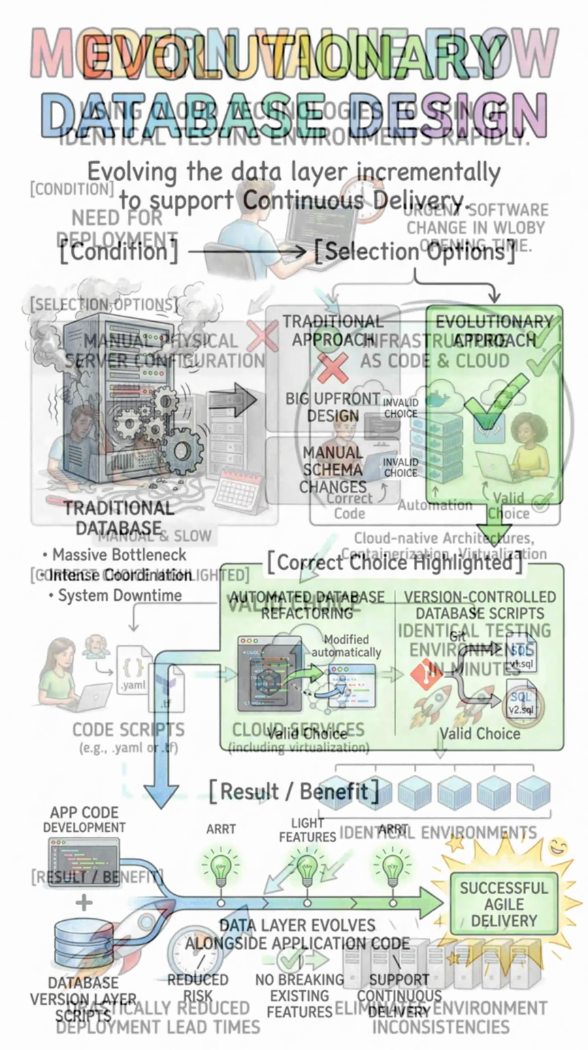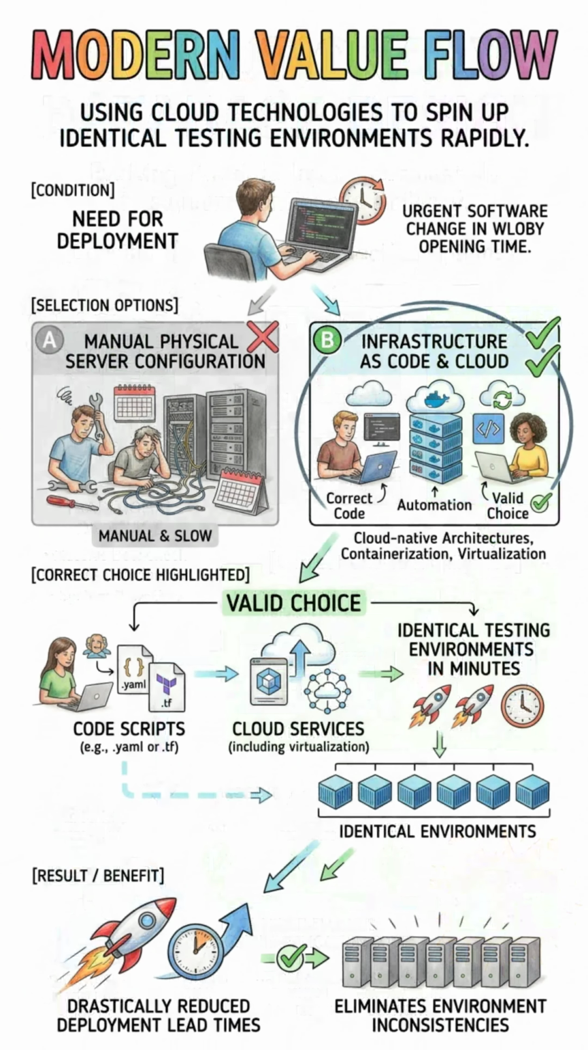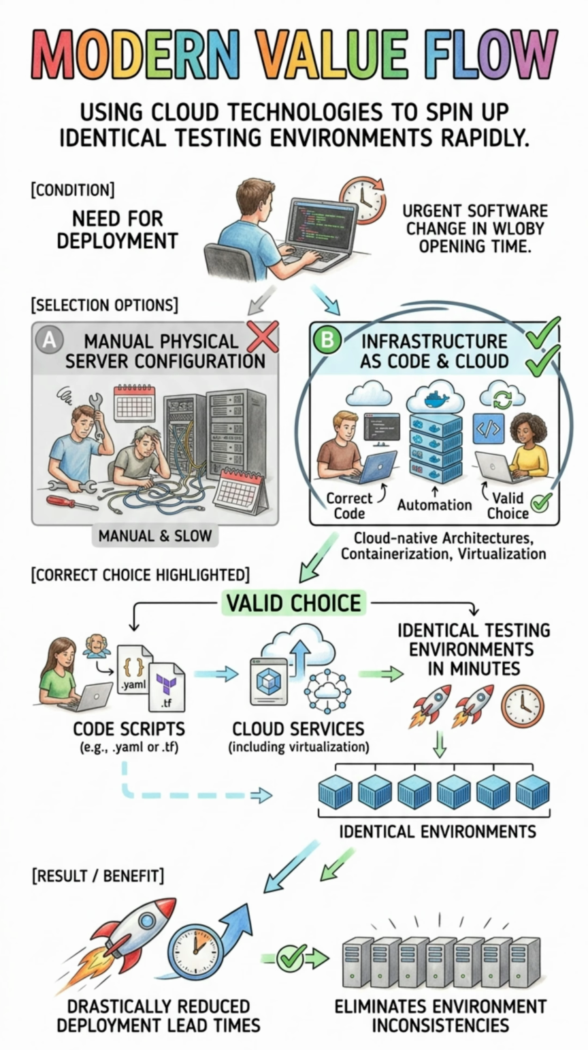Modern continuous value flow relies heavily on cloud computing and infrastructure as code. Instead of waiting weeks for an operations team to manually configure a physical server, teams can spin up identical testing environments in minutes using code scripts. You will be expected to understand how leveraging cloud-native architectures, containerization, and virtualization drastically reduces deployment lead times and eliminates painful environment inconsistencies.